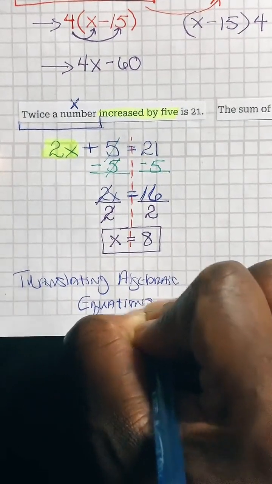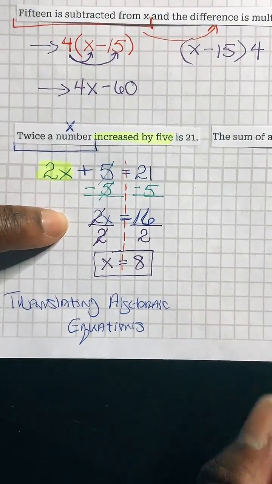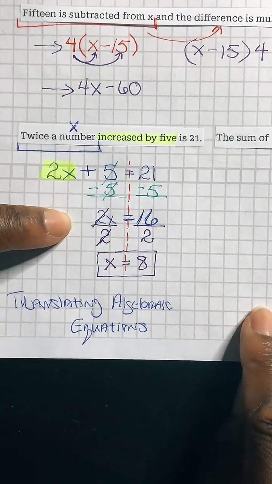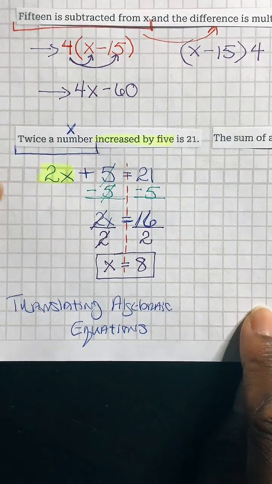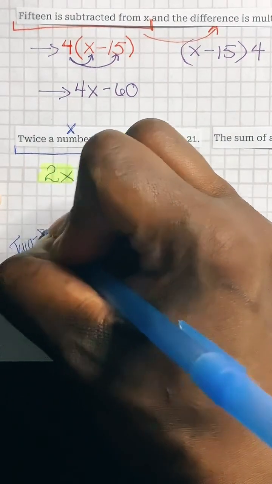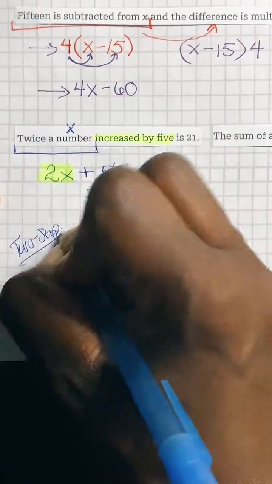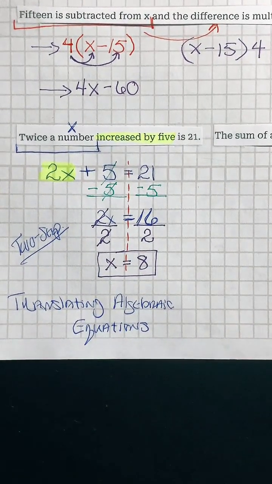And if you want more practice with the solving, this is considered a two-step equation. The reason why we subtracted the 5, then we divided by 2, so this is really called a two-step equation.